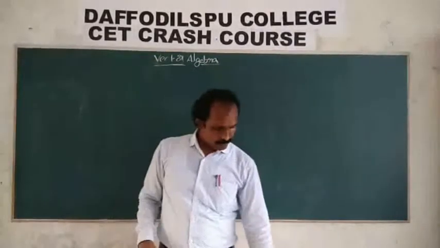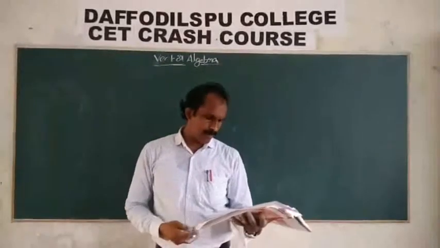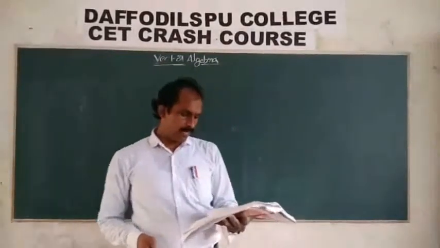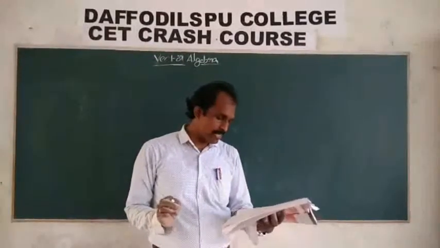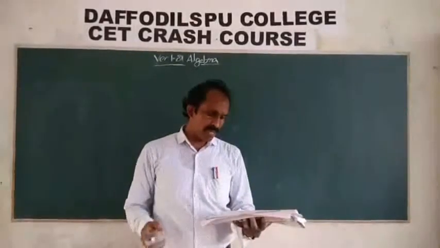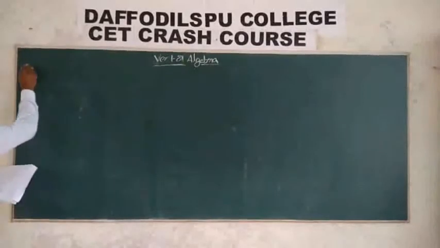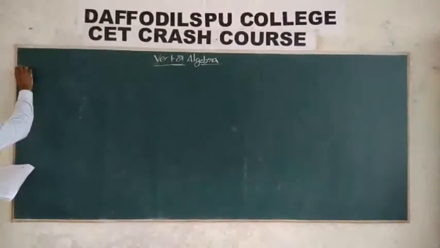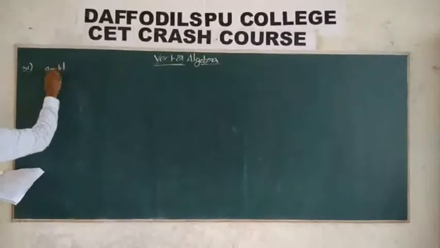Okay, next problem. Modulus of a and modulus of b are given, and modulus of a plus b is equal to 20. Then what is the value of modulus of a minus b? Right? Modulus of a minus b. Problem 31.